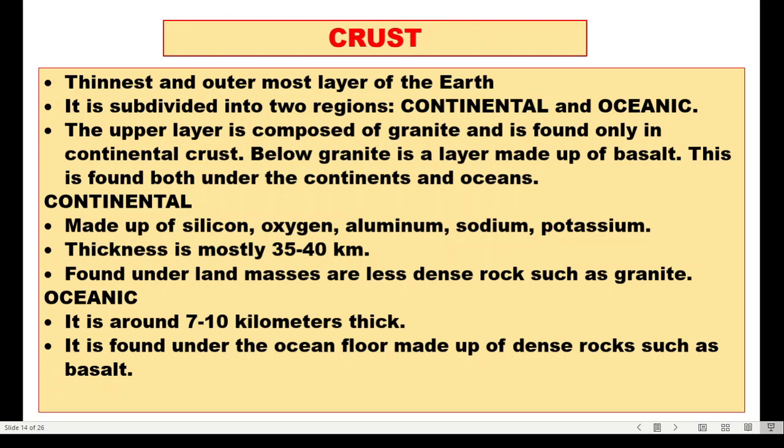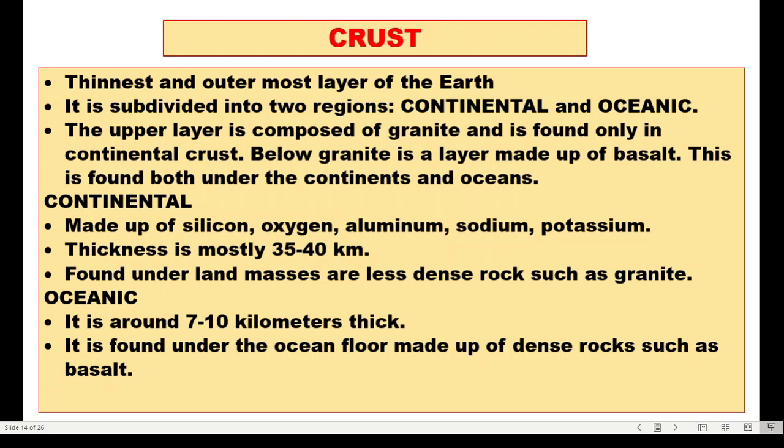Next, features of continental. First, made up of silicon, oxygen, aluminum, sodium, potassium. Thickness, kung gaano siya kakapal, 35 to 40 kilometers. Found under land masses are less dense rocks such as granite. So, nabanggit na natin kanina na may granite sa continental. Doon lang siya makikita. Sa oceanic, walang granite.